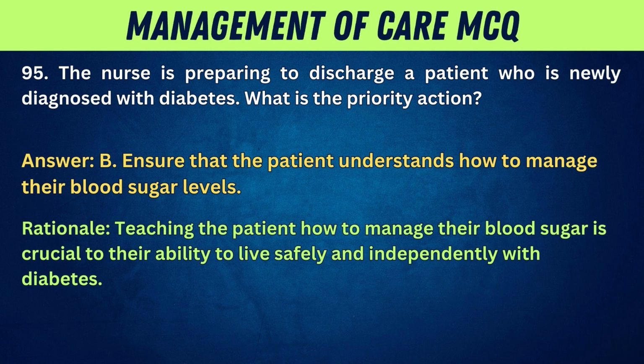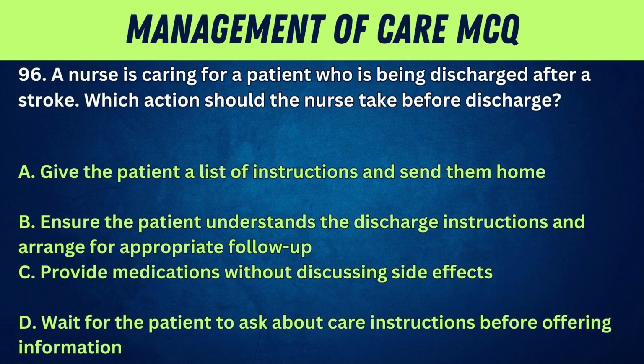Rationale. Teaching the patient how to manage their blood sugar is crucial to their ability to live safely and independently with diabetes. 96. A nurse is caring for a patient who is being discharged after a stroke. Which action should the nurse take before discharge? A. Give the patient a list of instructions and send them home.